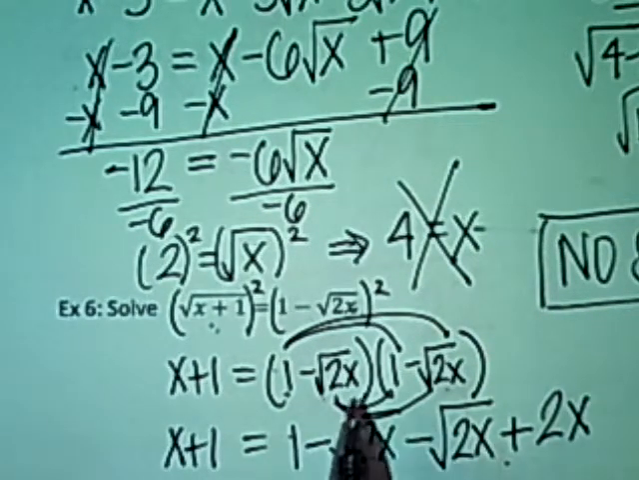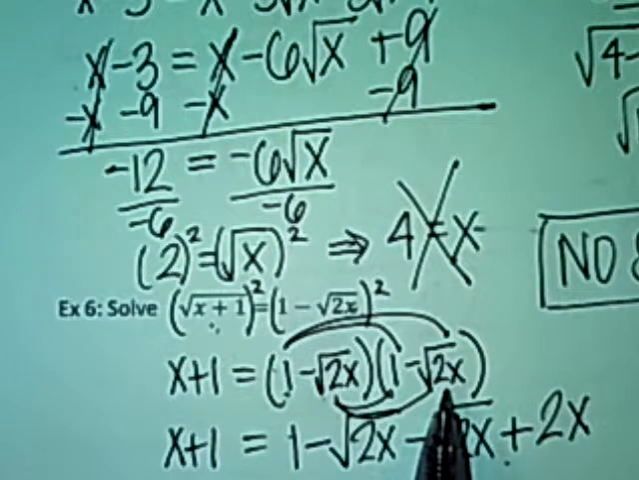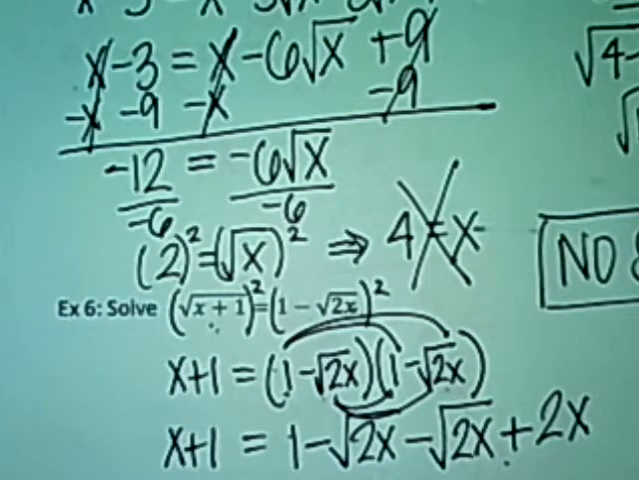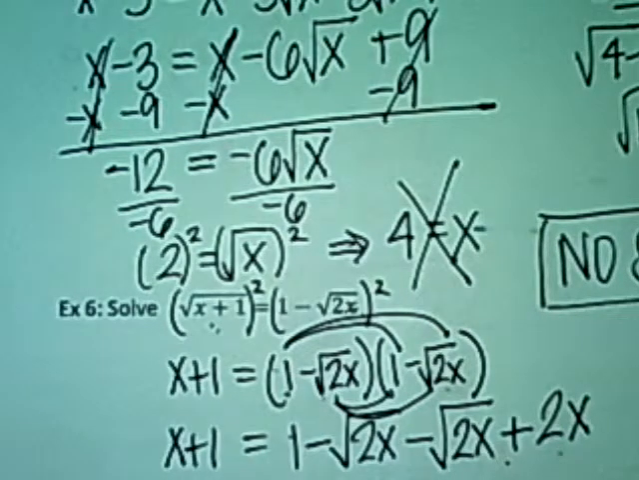Now again, remember, if you don't like doing the shortcut, if you multiply these, radical 2x times radical 2x gives me the square root of the entire 2x squared, which when you take the square root of something squared, you get what's under it, which is 2x. So you can write it all out or you can do the shortcut.